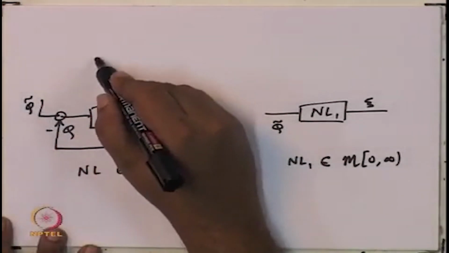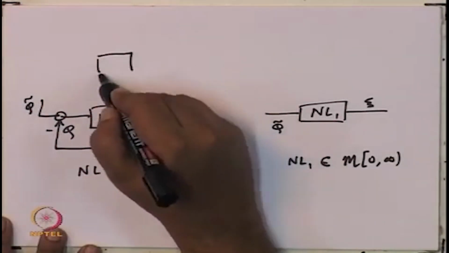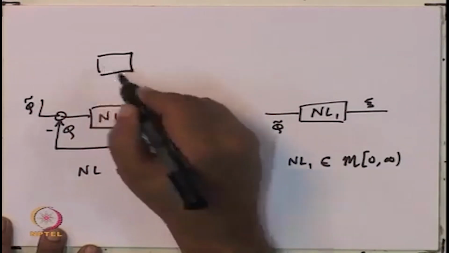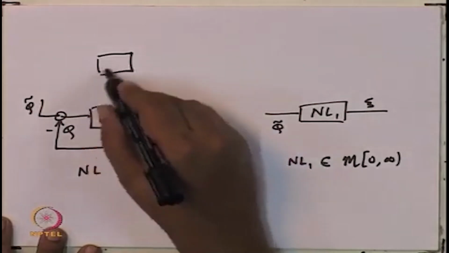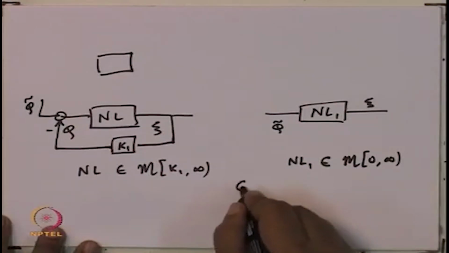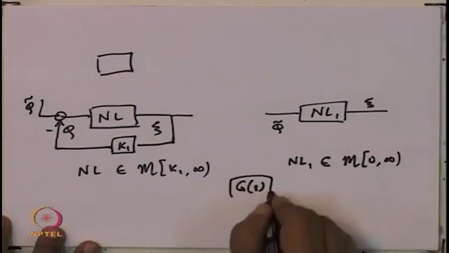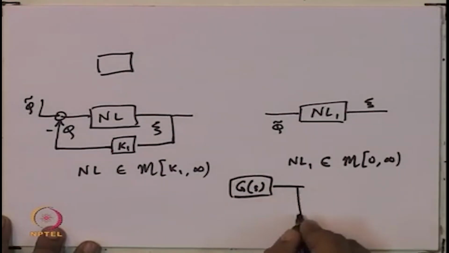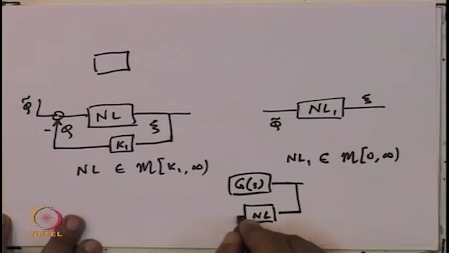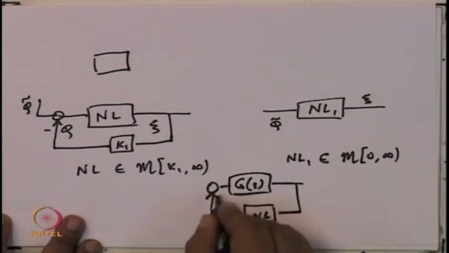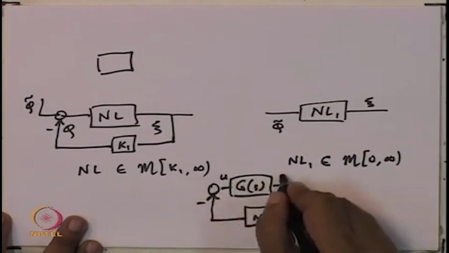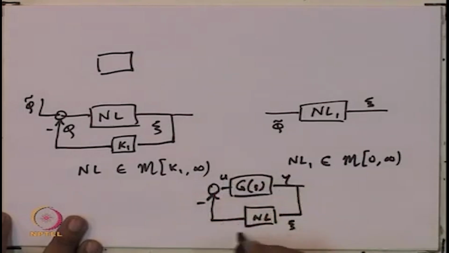Now, you originally had a G of S here, which you had interconnected with this NL. So, what I am trying to say is that you had this G of S interconnected to the nonlinearity NL. And we call this u, we call this y, we call this psi, we call this phi.